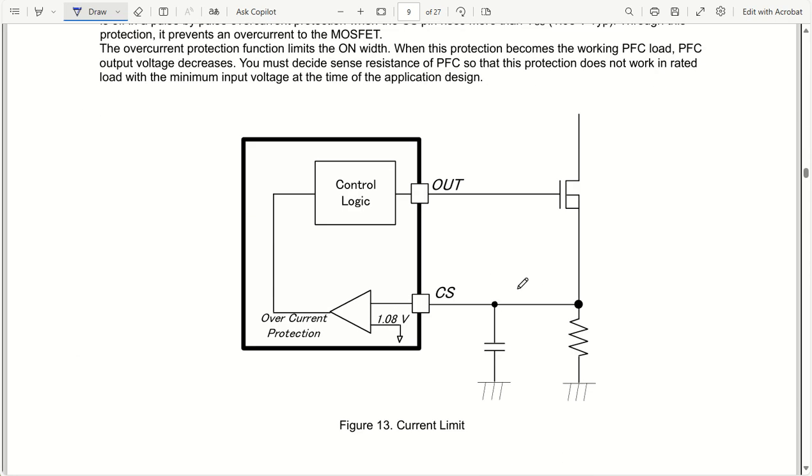CS pin, we have seen multiple times how to do current sensing, and this is how it will give us an understanding of R sense: what is the current that is flowing through this drain to source. So basically the current ICS or ISC, whatever short circuit current you can define, that current will be decided based on this overcurrent protection logic.